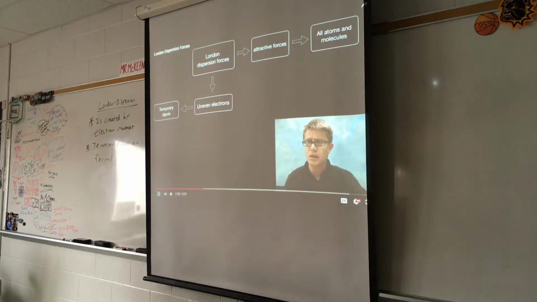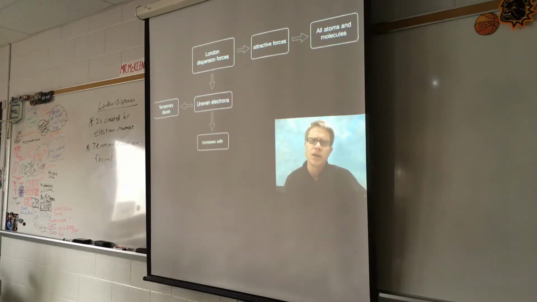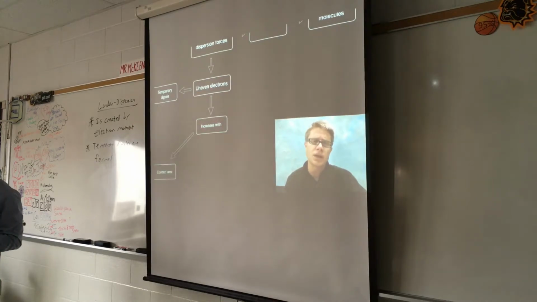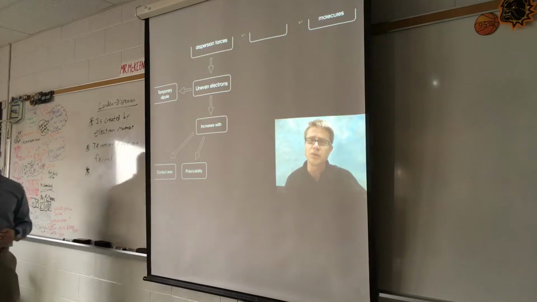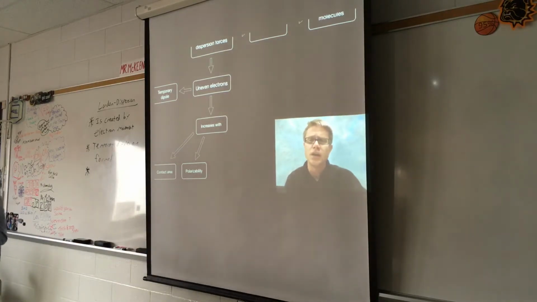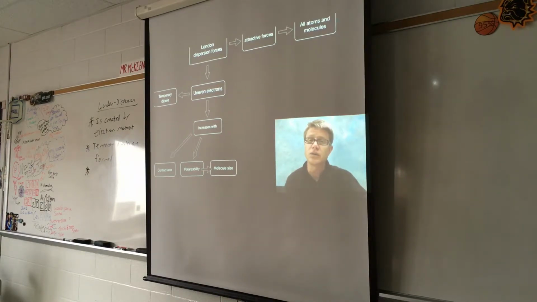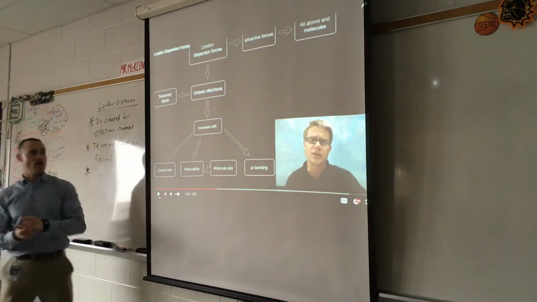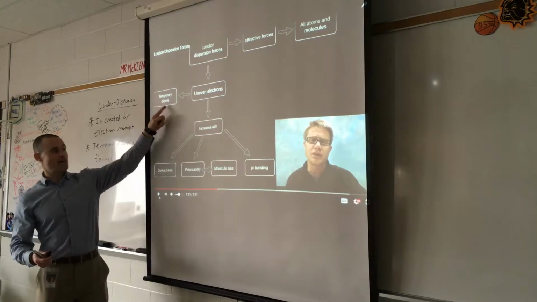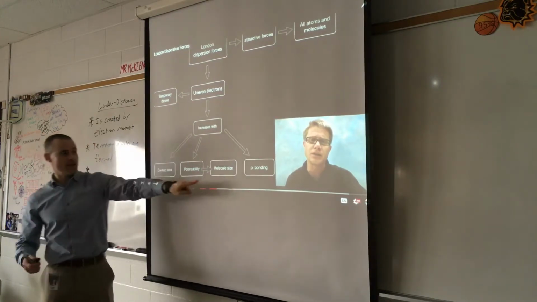Those are going to be a molecule that has a charge. It has a positive and a negative charge. These are going to increase as we increase the contact area between the molecules. Also as we increase their polarizability, which is going to be the squashiness of a molecule. Generally, the more electrons you have, the higher this is going to be. And so as we increase molecular size, we're going to increase these dispersion forces. And finally, pi bonding. Take AP Chem, we learn about all that. But in Regents Chem, all you need to know is the temporary dipole and really this one.